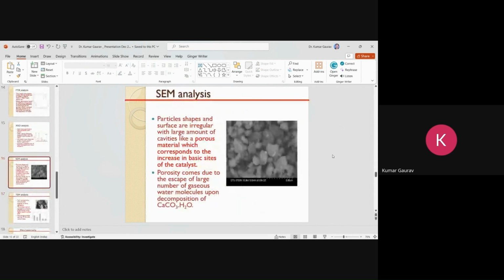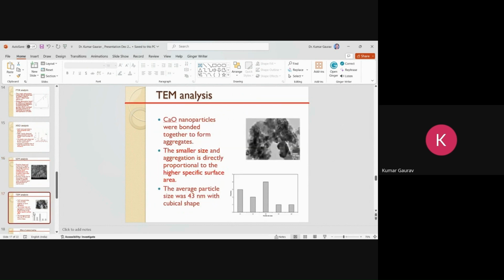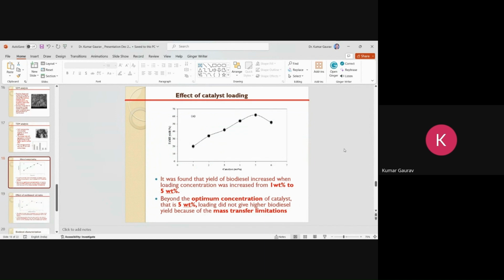After that we went for the characterization with the help of SEM, and it shows a large porous material corresponding to the basic sites of the catalyst. After that we performed the TEM analysis of the particle, and it shows a smaller size, with a high surface area. We calculated the average nanoparticle size, which is around 43 nanometers, and it is similar to the XRD analysis. After that, we synthesized and characterized the nanoparticle, and we used this nanocatalyst for the transesterification process for biodiesel.